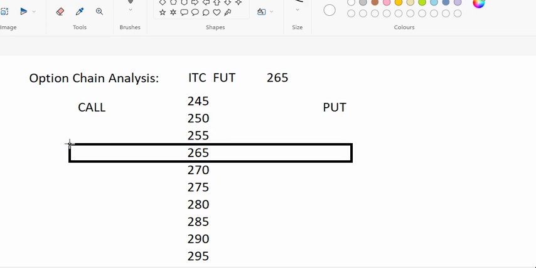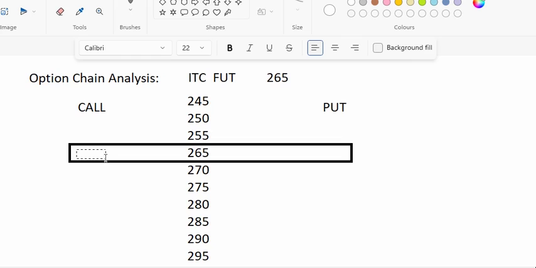he can buy the call option of any strike price below this area: 265, 255, 250, 245. Right? He's thinking that the value of the stock will go from 265 to 280. So the price of the call option might be around, let's say, 5 rupees per share, right? 5 rupees per share.